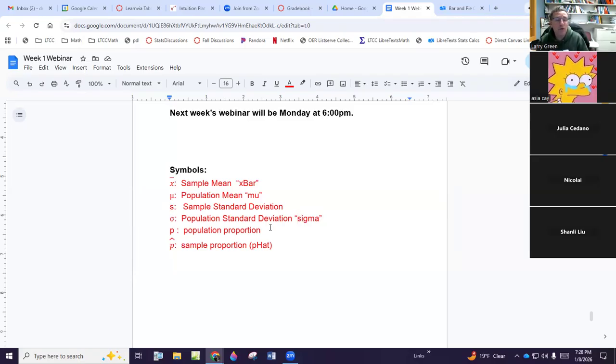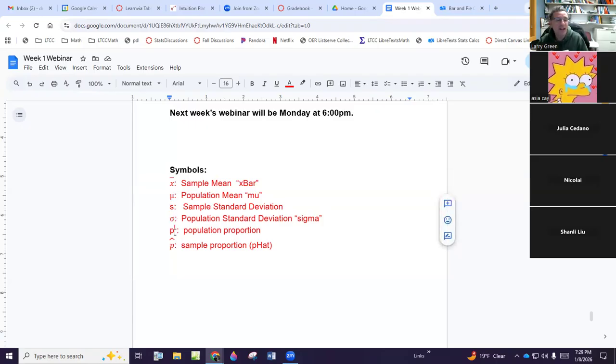If you have a proportion, that would be a yes/no survey question, and the proportion is kind of the percent: you take the number of yeses divided by the number of total. We use the letter P for that, and that is the population proportion. I know this sounds a little weird because for the population mean, we use a Greek letter. For standard deviation, we use a Greek letter.